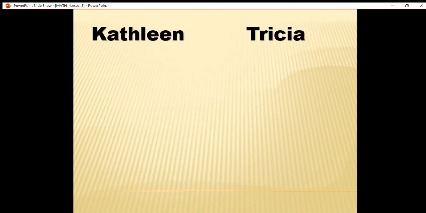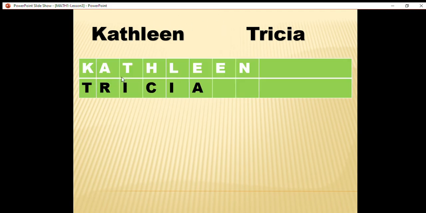We have the names of Kathleen and Trisha. The first thing we need to do is to put each letter of the names Kathleen and Trisha in a box. Okay? Now after we put the names of Kathleen and Trisha, we have matched the letters of their names. Okay, so which of the following would be the more and less? Okay, very good. Kathleen has more and Trisha has less.